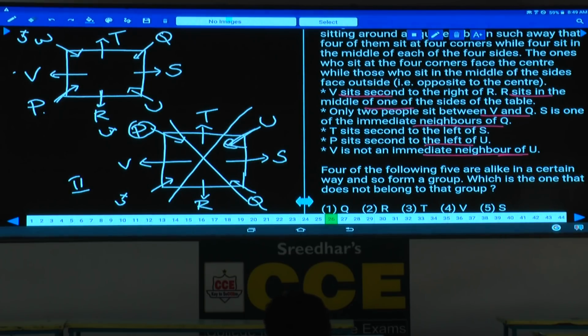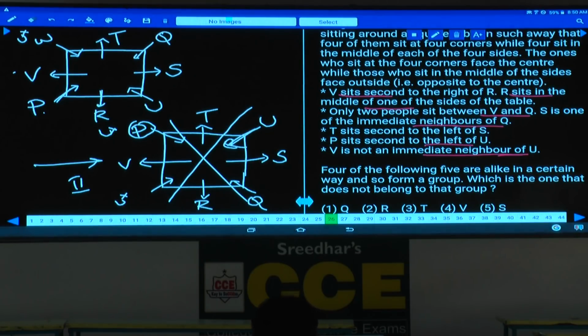Hence we cannot directly start with a single possibility. Because if you have started with this possibility, then at the final statement this will be invalid. Again you would have to start the next possibility. Hence rather than working out two times, always start these two simultaneously. Done with this? Now this is the final arrangement. Then question number 26.